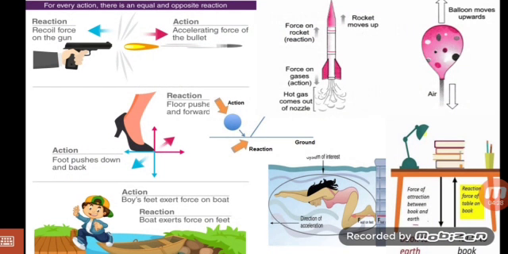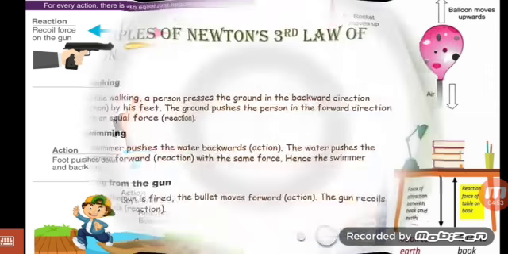These are the examples of Newton's third law. In the first picture you can see the firing of a gun. Second, while walking, when a ball rebounds on the surface of the floor or the wall, or during swimming. Then rocket propulsion, and a book kept on the table. How Newton's third law is in accordance with these cases we will see now.